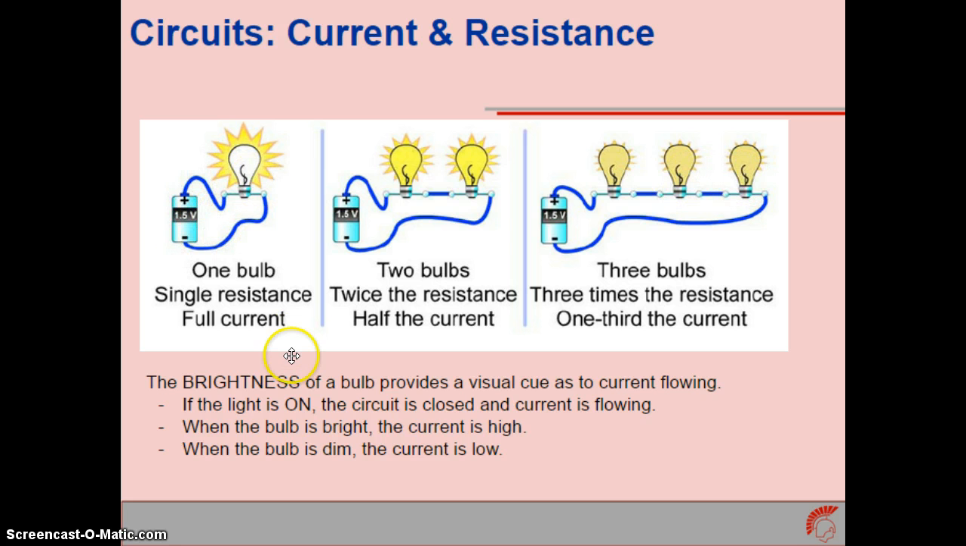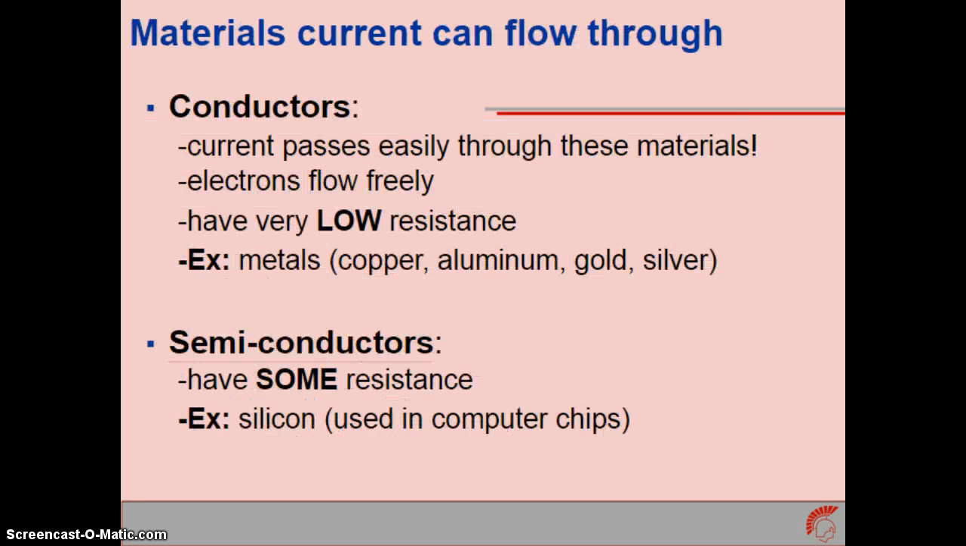So the brightness of a bulb is a visual cue. Key word here. We can see it, visual cue, as the current flowing. If the light is on, the circuit is closed and the current is flowing. When the bulb is bright, current is high. When the bulb is dim, the current is low.